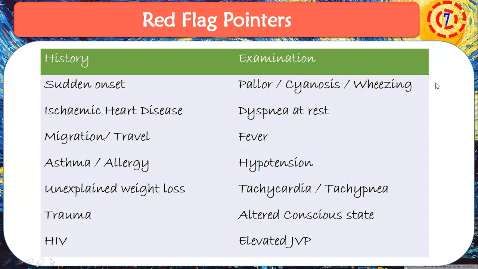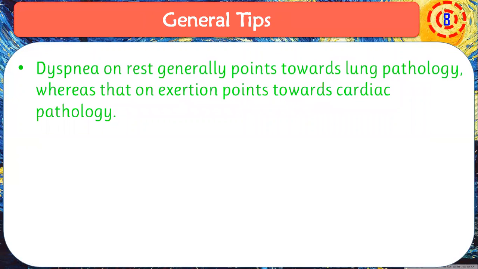And if there's wheezing, then it might be some obstructive lung diseases, dyspnea at rest usually points towards psychogenic conditions, and fever or some chronic conditions, and fever towards infection, hypertension, tachycardia, tachypnea, altered consciousness state, and elevated JVP. Now, these all point towards some fatal conditions. So these are the red flag pointers for dyspnea. And after this, we're talking about the general tips. So in general tips, the first one is that dyspnea at rest will generally point towards some lung pathology, whereas that on exertion generally points towards cardiac pathology.